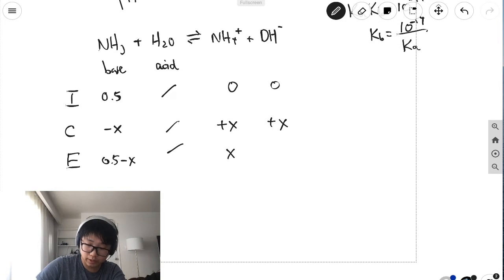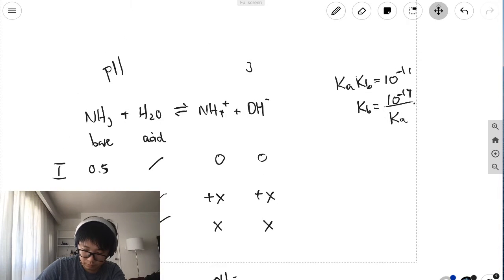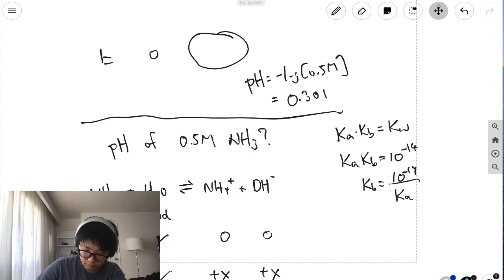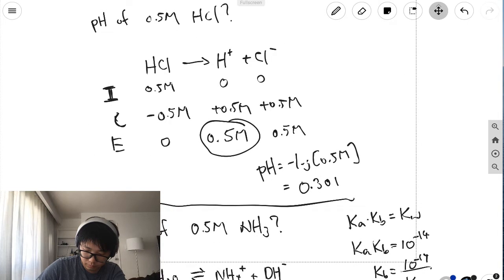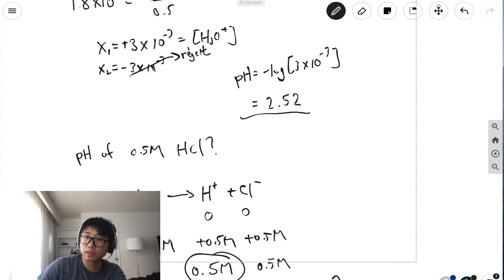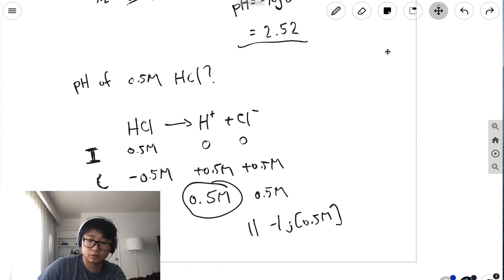Yeah, pOH is also negative log. Do you know how to convert that? Do you know the relationship between pH and pOH? Say that one more time. They add up to be 14.